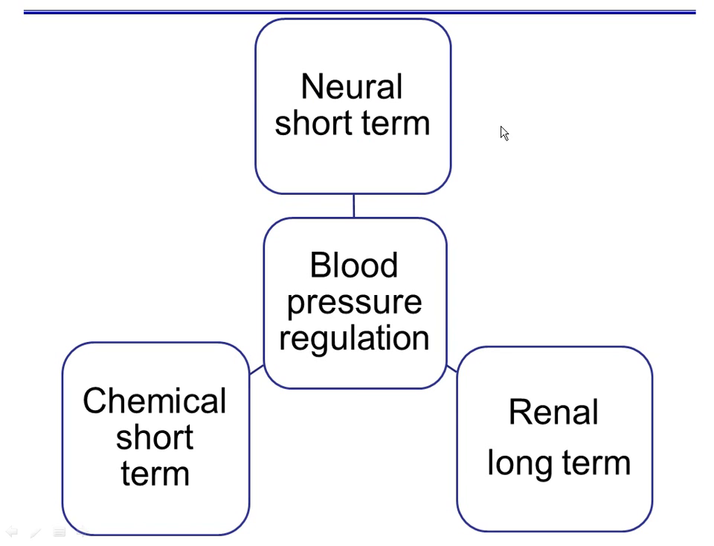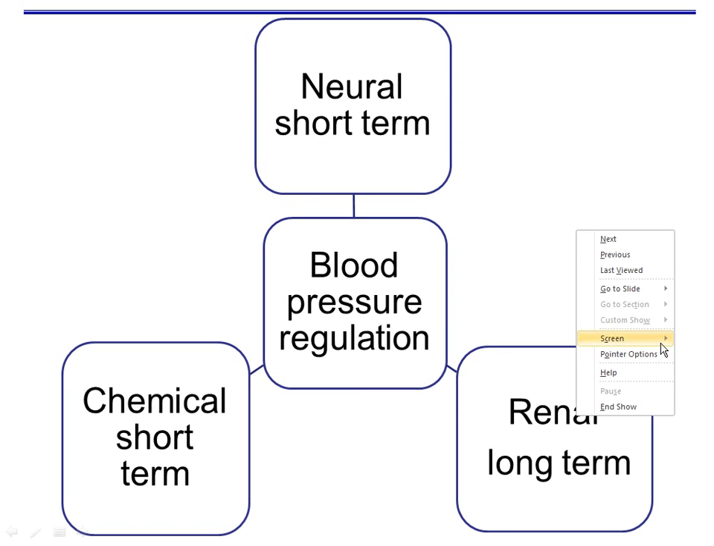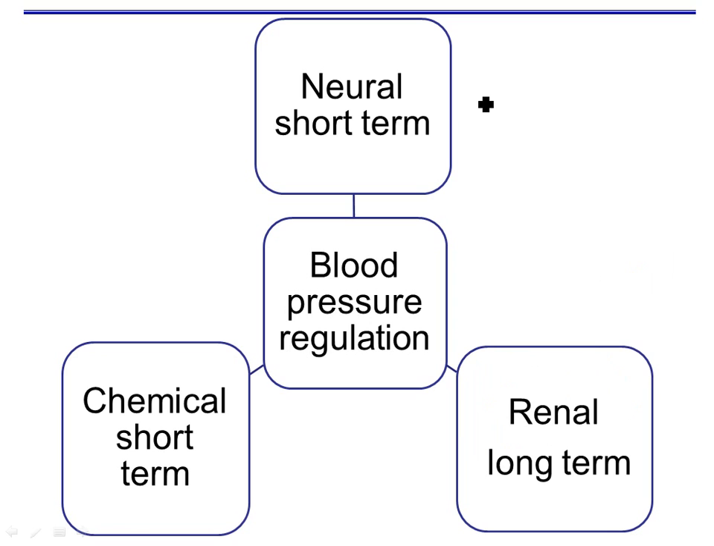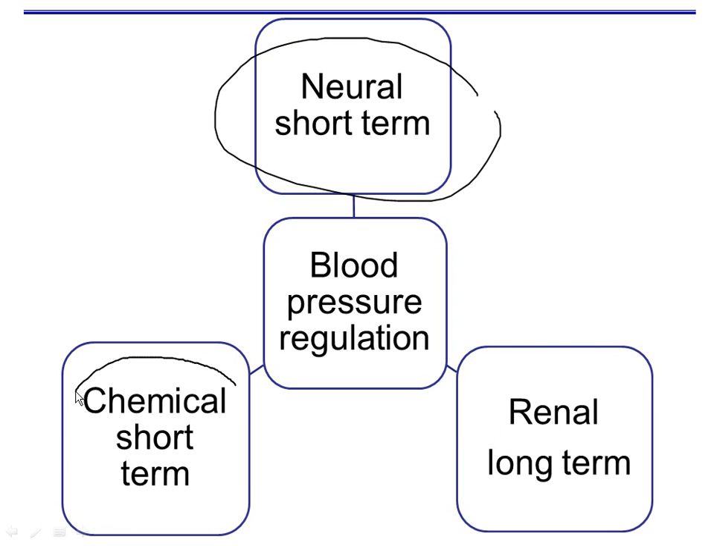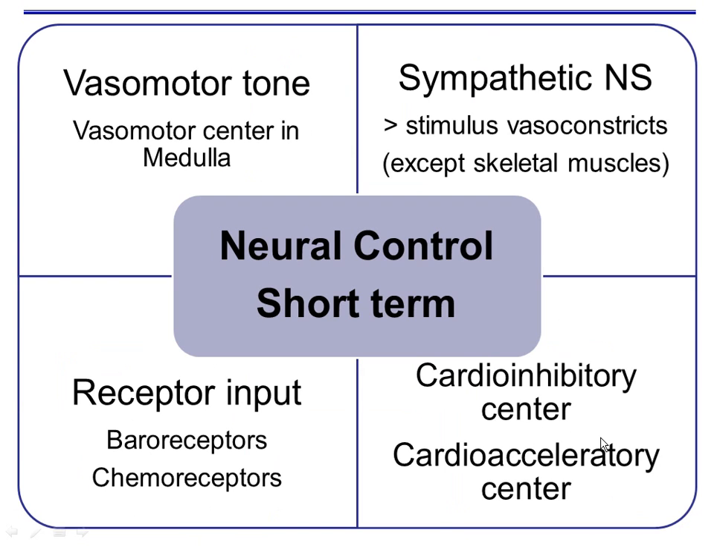We're going to look at short-term nervous control. Then we're going to look at short-term control using chemical indicators. And then we're going to look at what happens in the longer term and how we're going to involve the kidney. So let's look first at that nervous system short-term control. We've got a few things going on here. And remember, it's all about redundancy.